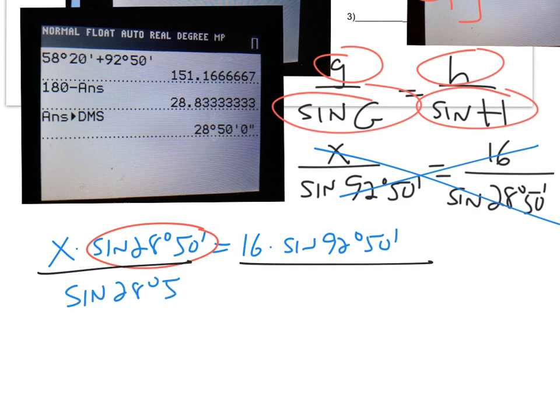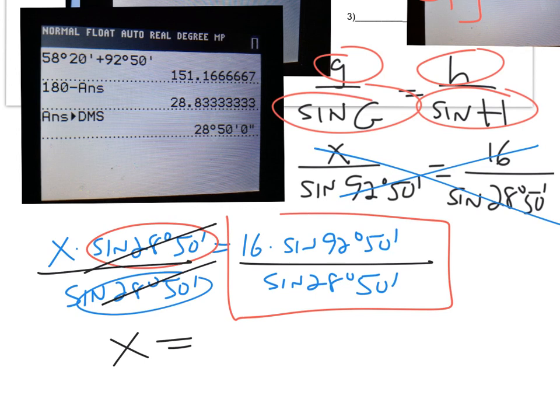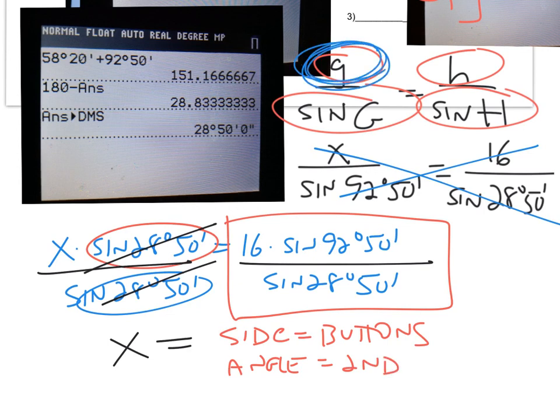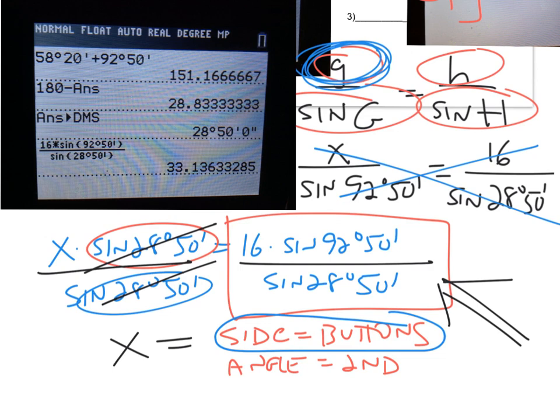So what I'm going to have to do on my calculator is this. This side cancels, and x is equal to this big mess. And remember, when you do trig, when you're finding a side, you just simply press buttons. When you're finding an angle, you always press the second button first. Well, what are we doing? We're trying to find side G. So since we're trying to find a side, all we're going to do is just type this into our calculator as we see it. So here it looks like little g to the nearest tenth is going to be 33.1. So little g is 33.1.